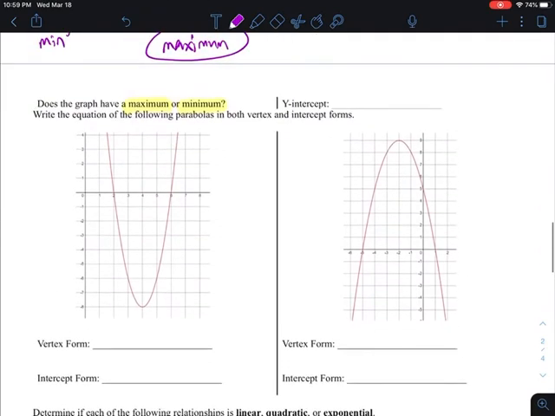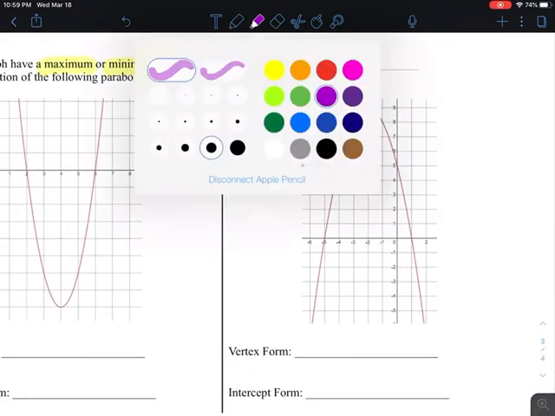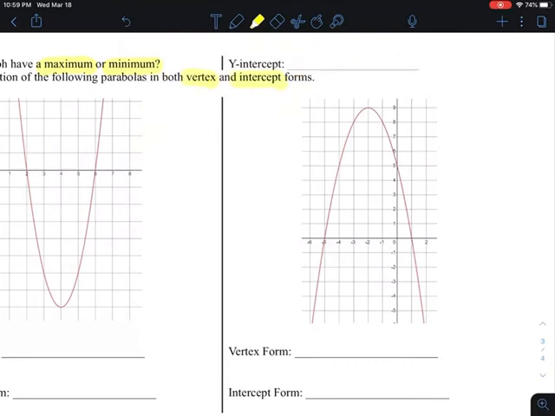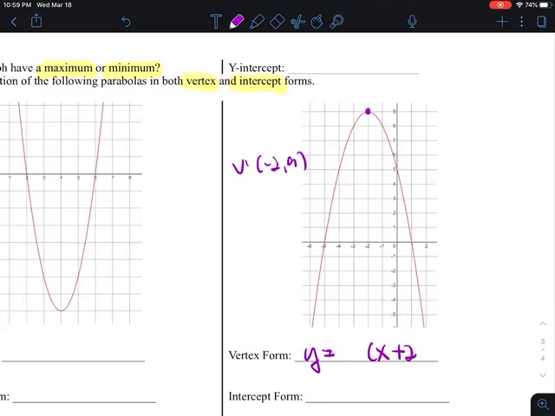And then let's also talk briefly about how we can write the equation of a parabola. Let's take a look at the one on the right. I want to write this in both vertex form and in intercept form. Let's start with vertex form. Where's my vertex? The vertex is right up here, (-2, 9). If it's to the left 2, I'm going to need an (x + 2) squared, and up 9, I need a plus 9.